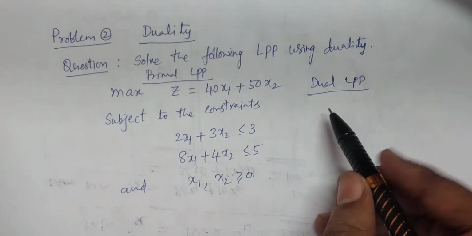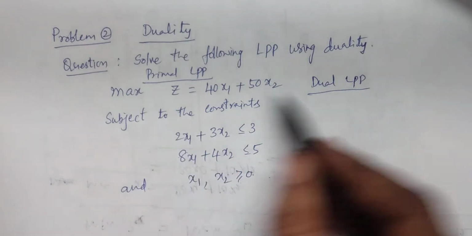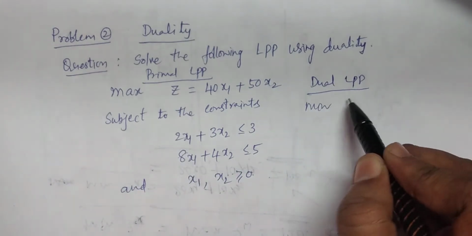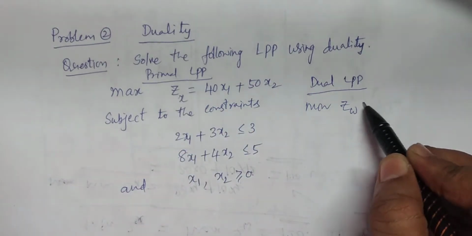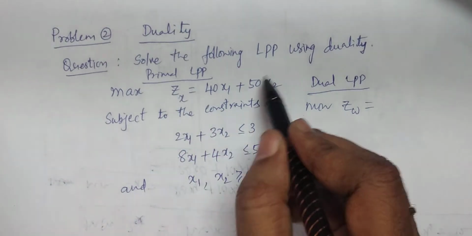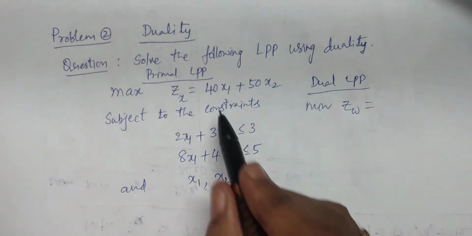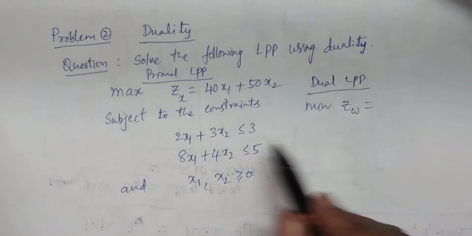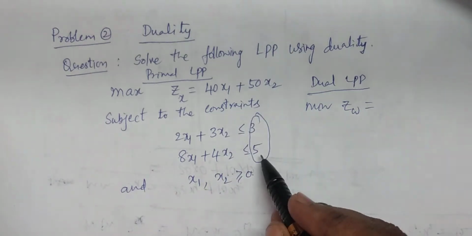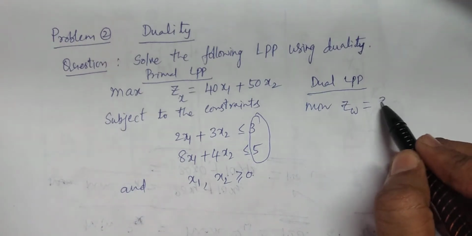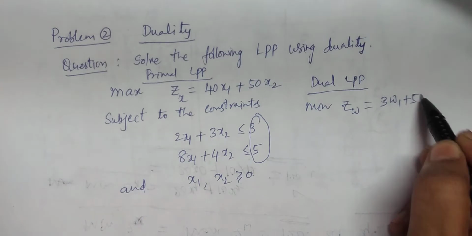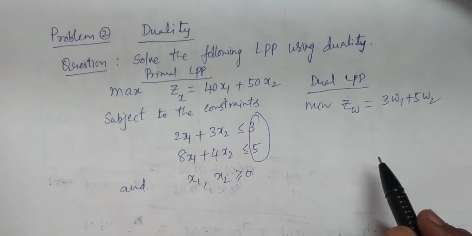So first of all, convert. It's very easy. Convert the maximization objective function, hence minimization. Here you consider Z x, I am considering Z omega. The x variables are given here, x1, x2, so therefore I am considering omega. The right hand side constants will be in the objective function of the dual. That is 3 omega 1 plus 5 omega 2. First one finished, the objective function.